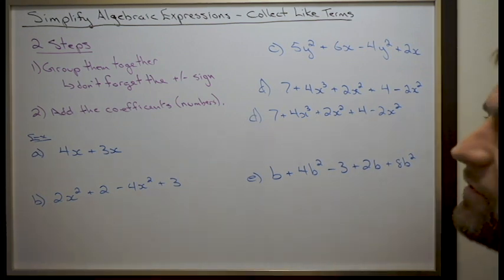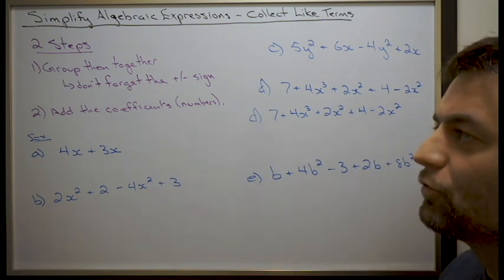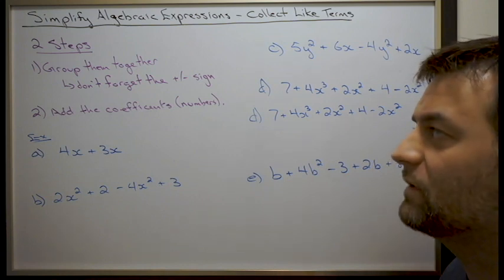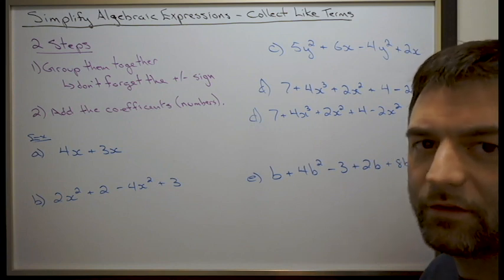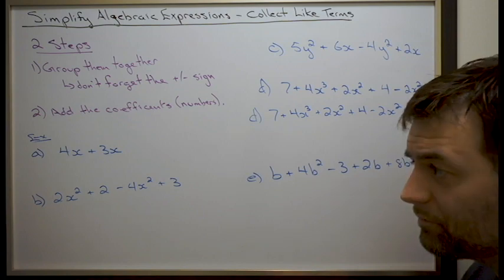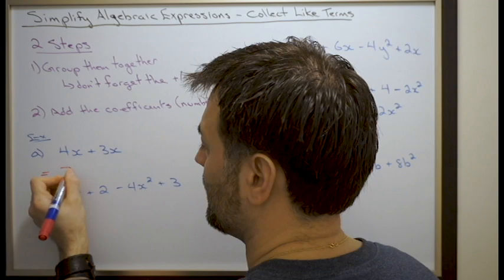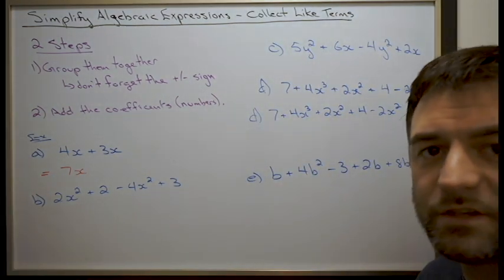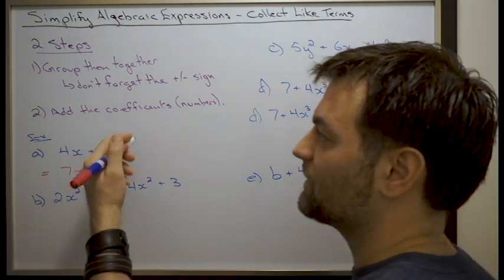So for some of our examples here with collecting like terms, we're going to be using basically two steps. We're going to group anything that is a like term together, not forgetting the plus or minus sign, and then we're just going to add the coefficients, just the numbers in front, not the exponents. So if we look at our first one, it's actually nice and easy. We have 4x plus 3x, and that equals 7x. So there's a total of 7 x's there. We're just adding those coefficients in this case because there's nothing to group.